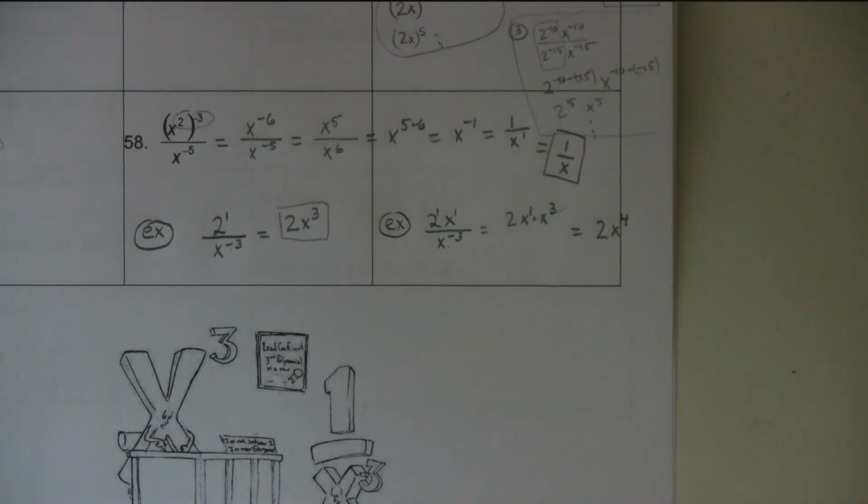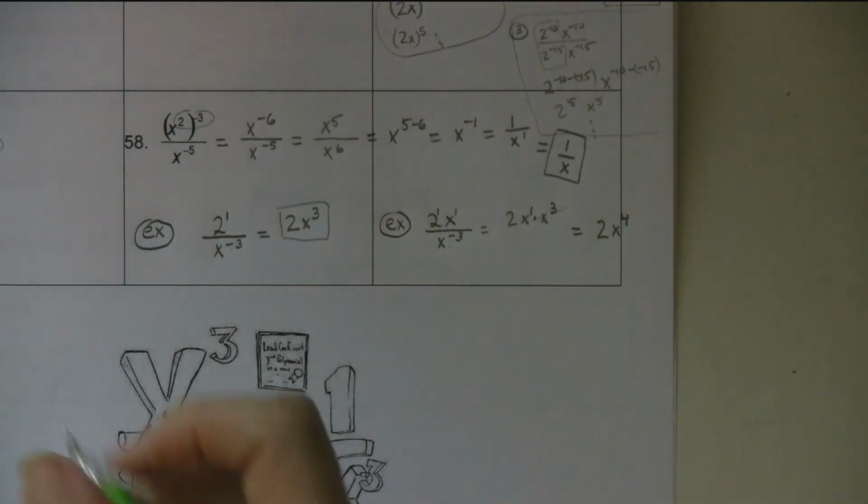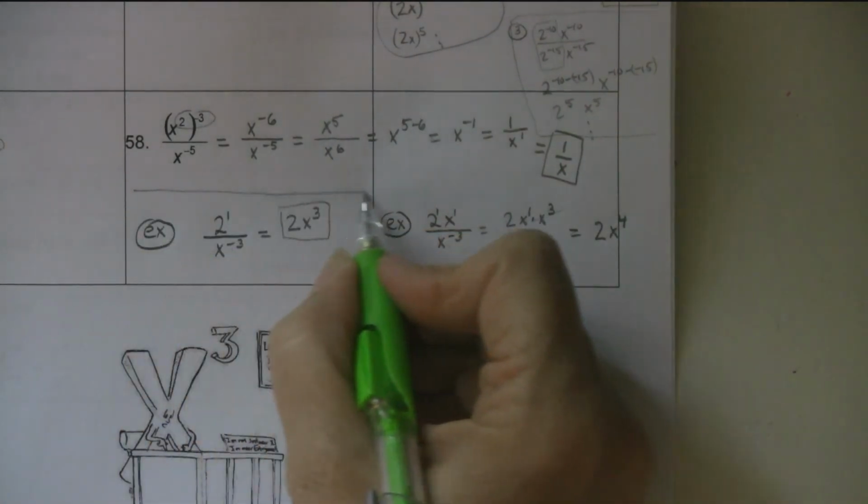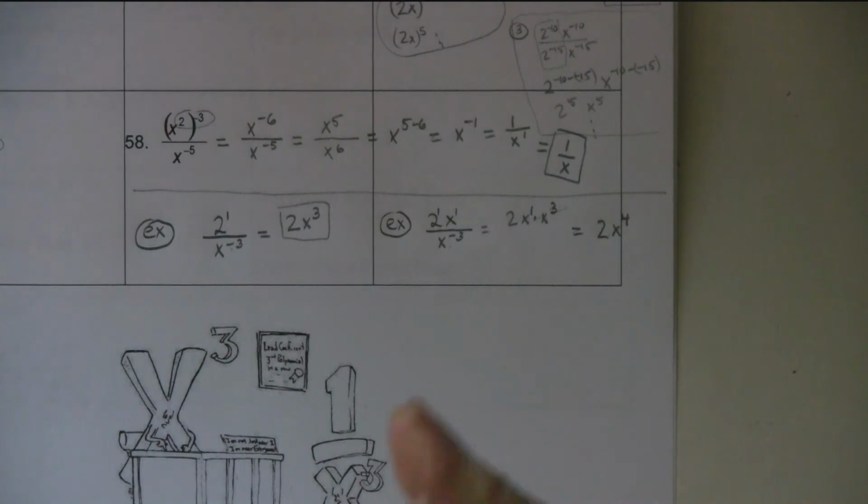So anyway, there's some different examples where not everything moves, and so the 2 and the x stayed put, and then you can combine like terms with them and whatnot. You guys will practice them. You'll practice them on different things, and you'll get used to it. You'll be good at it.